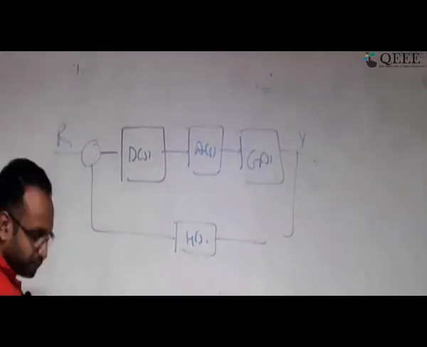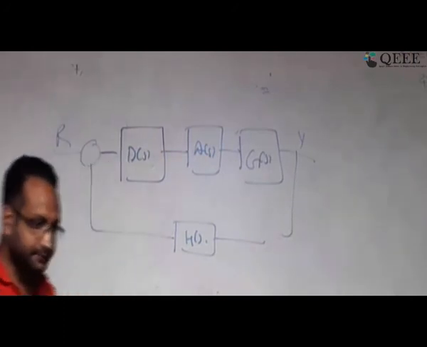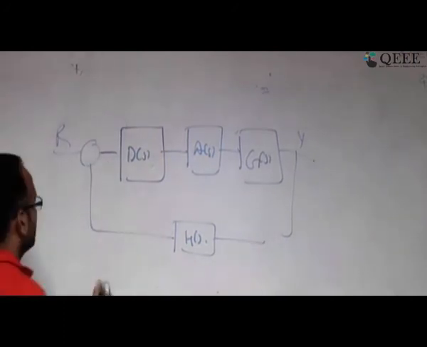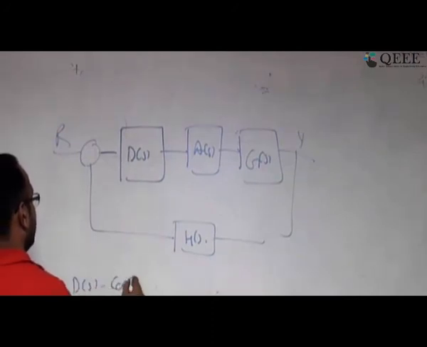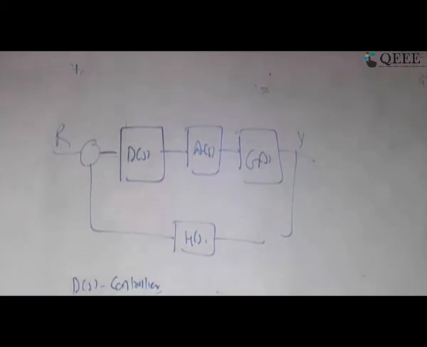Okay, this is what has happened. And what should be this D of S? I talked about the different controllers we use. Okay, so the three types of controller are very popular.